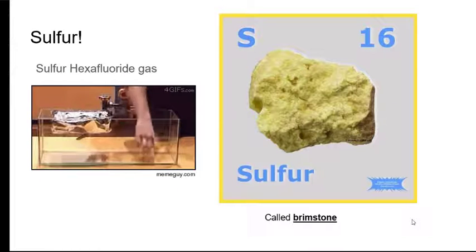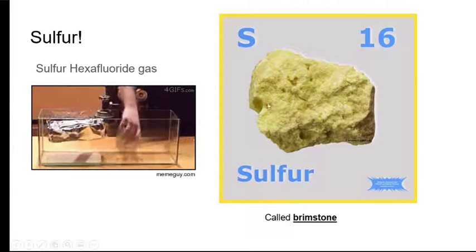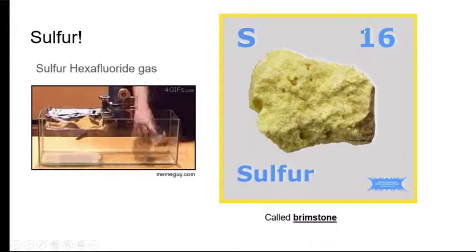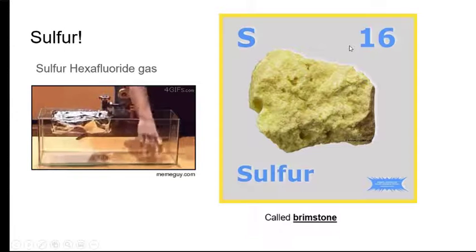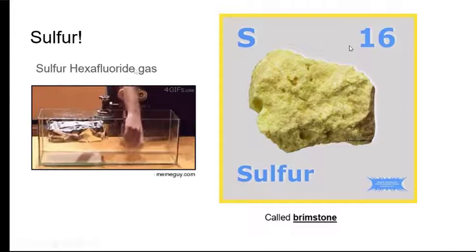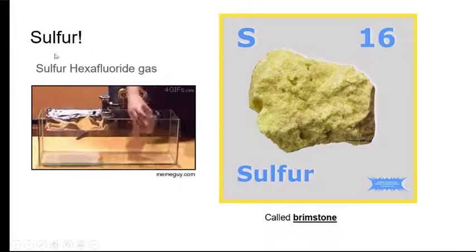Today, we're going to talk about sulfur, this yellow rock right here. Atomic element number 16. It used to be called brimstone. And this is an interesting compound.